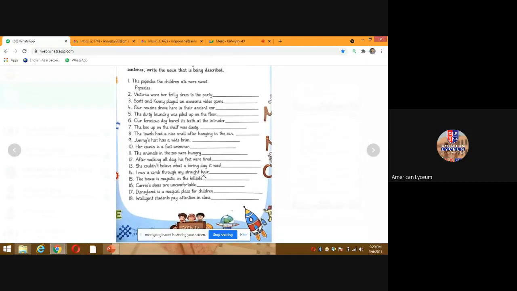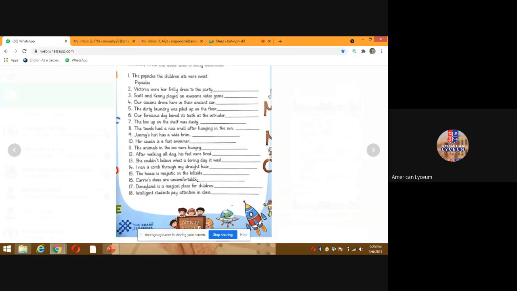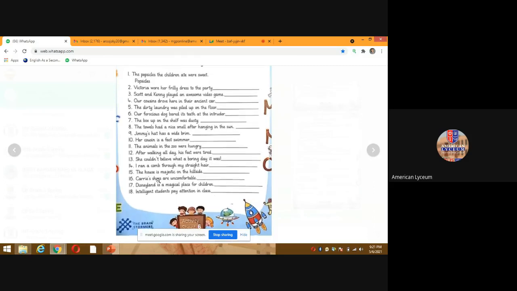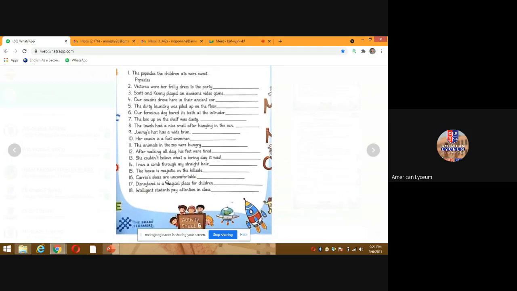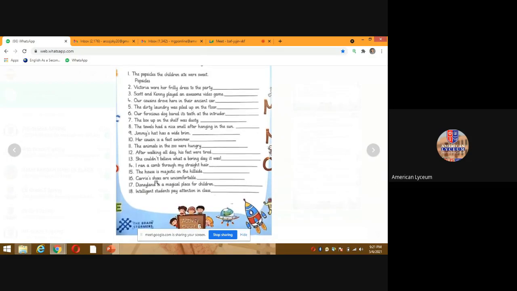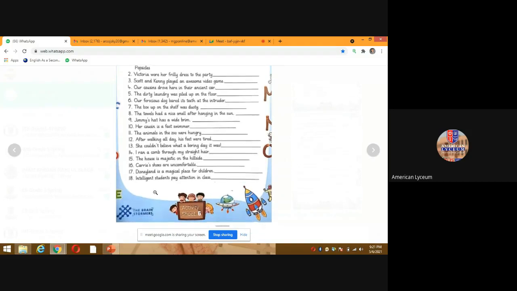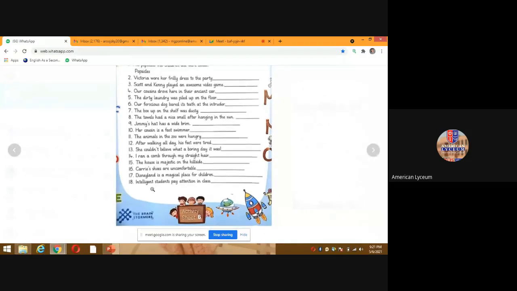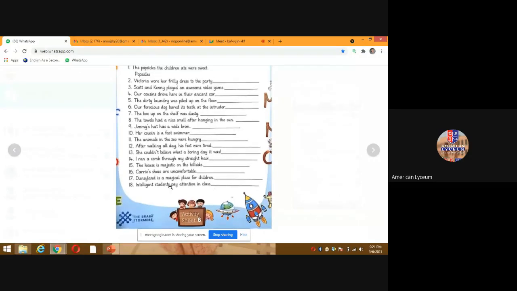The house is majestic on the hillside. Majestic is an adjective, house is a noun. Carrie's shoes are uncomfortable. Uncomfortable is an adjective, shoes is a noun. Disneyland is a magical place for children. Magical is an adjective, place is a noun. Intelligent students pay attention in class.